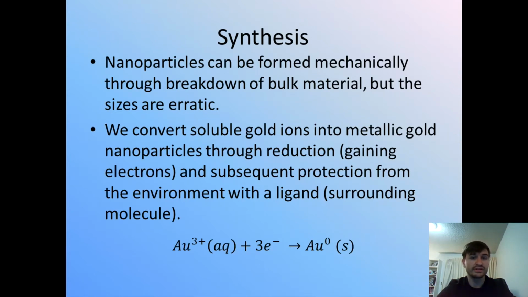We convert soluble gold ions into metallic gold nanoparticles through reduction, that is the gaining of electrons, and after that we protect them from the environment with a ligand, that is a surrounding molecule. That way these newly formed gold crystals don't bump into each other, aggregate, and form larger and larger particles. We want to stop that particle growth from happening at a particular point.